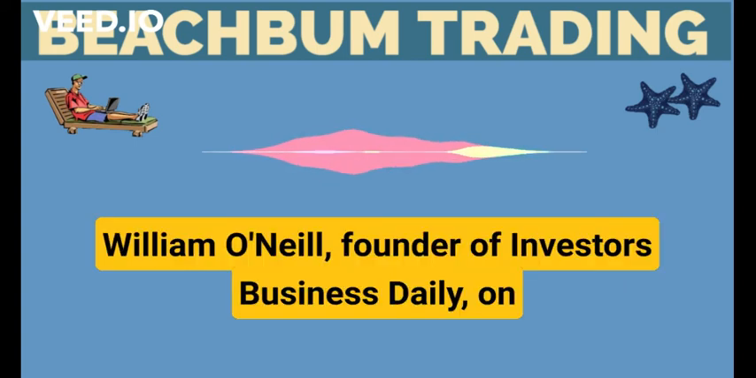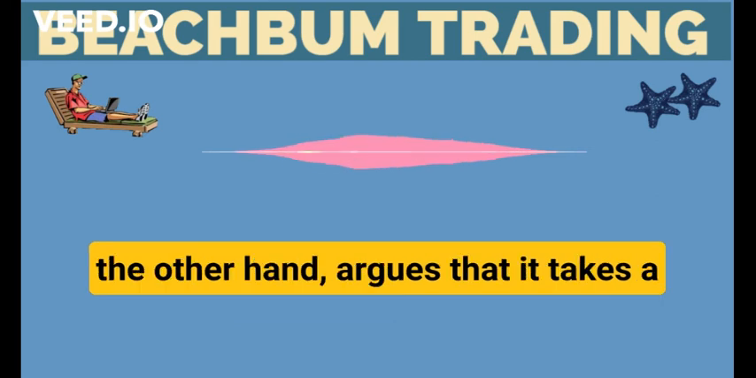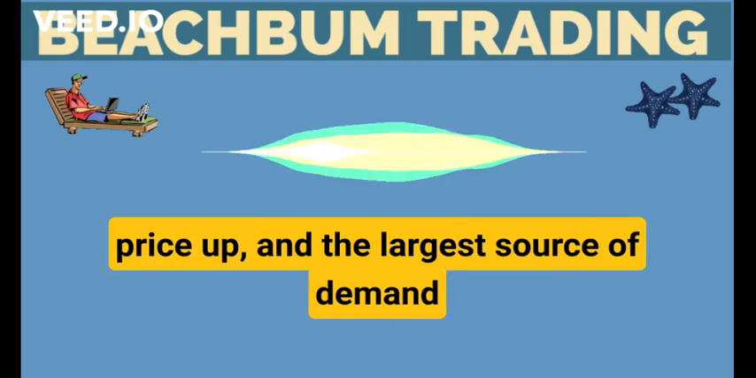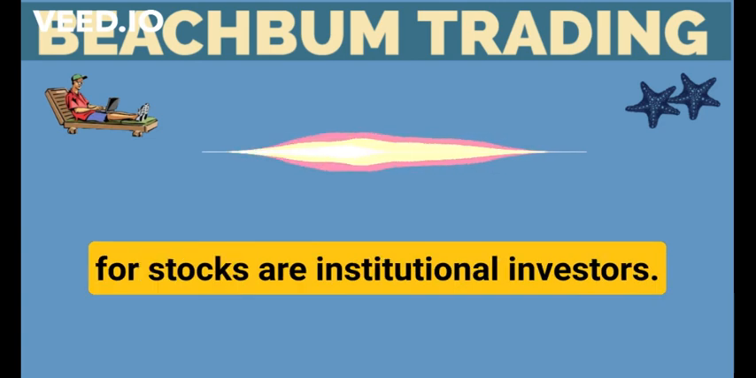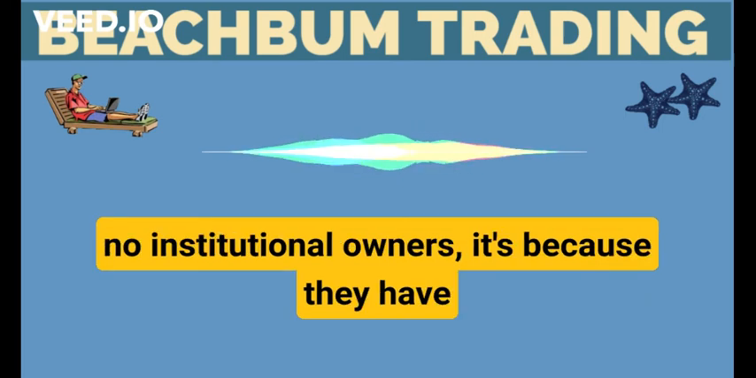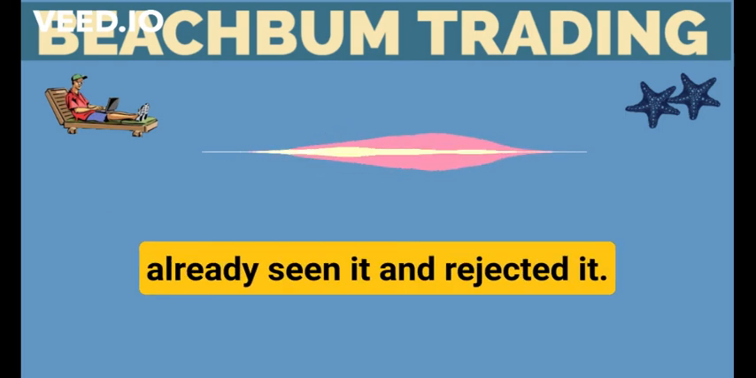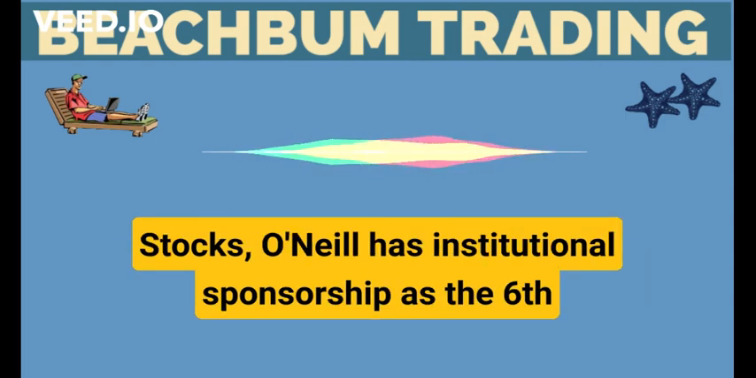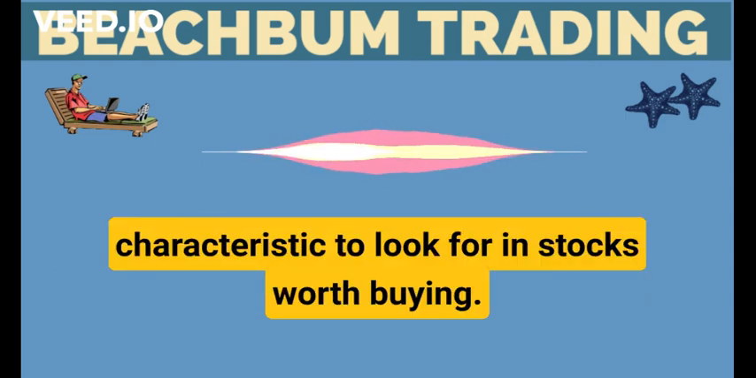Lynch argues that companies whose stock is owned by institutional investors are fairly valued, if not overvalued. William O'Neill, founder of Investors Business Daily, on the other hand, argues that it takes a significant amount of demand to move a share price up, and the largest source of demand for stocks are institutional investors. O'Neill reckons that if a stock has no institutional owners, it's because they have already seen it and rejected it.